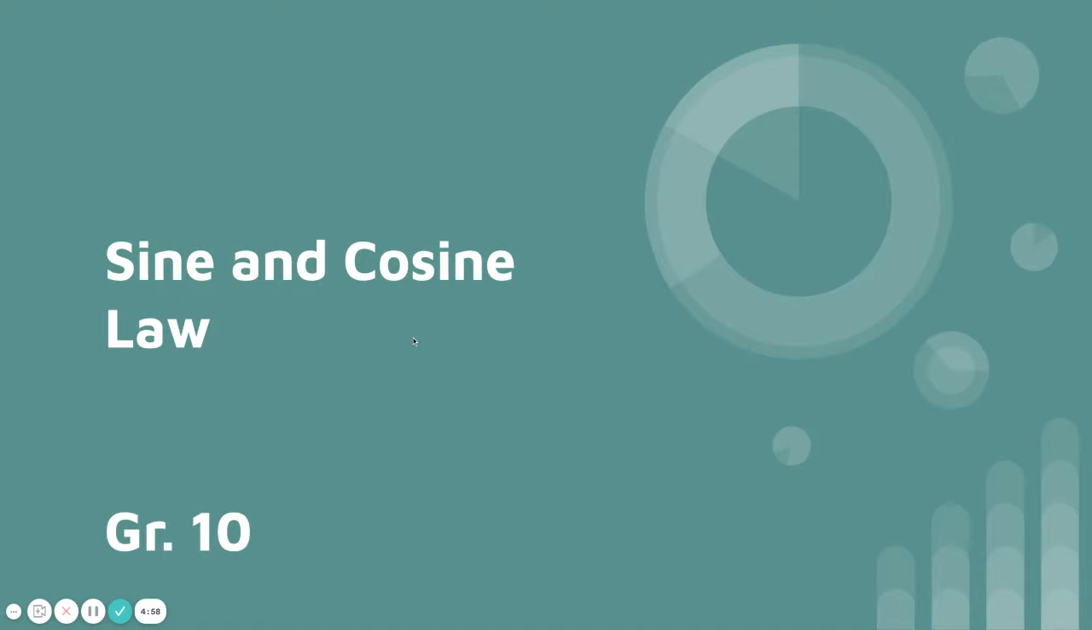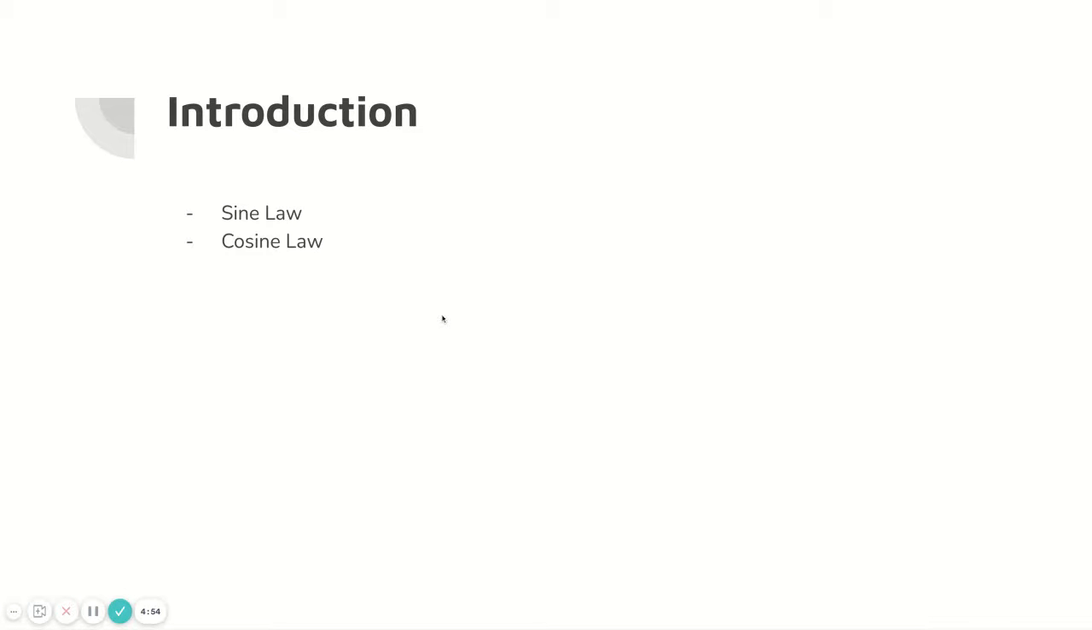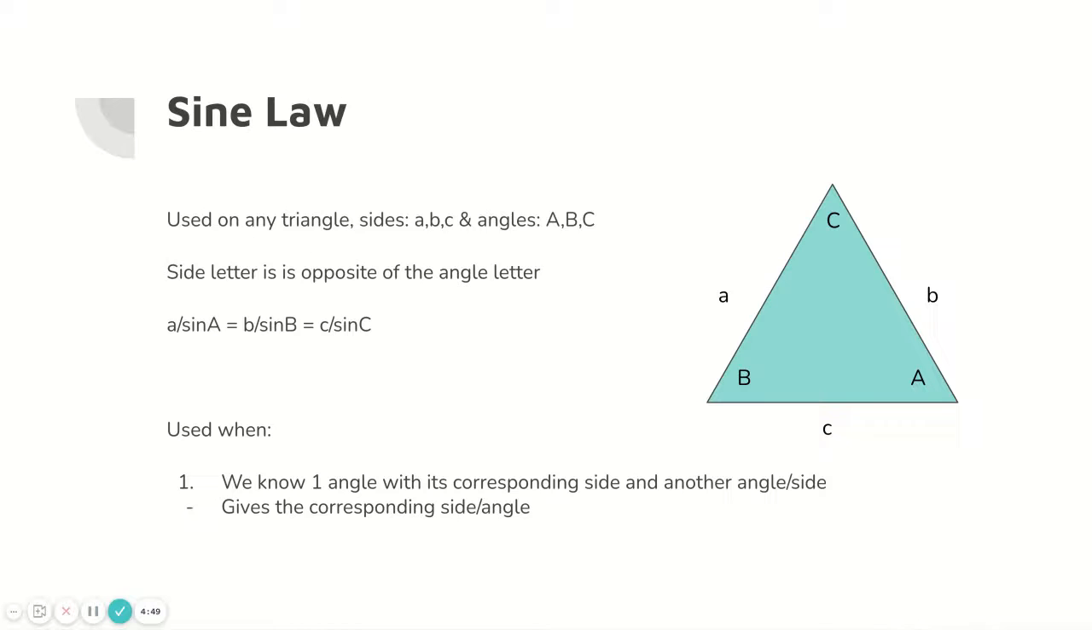Today we're going to be talking about sine and cosine law. We're just going to be talking about these two laws, what they are, and then I'm going to give an example after each. Sine law and cosine law are used to find sides and angles.